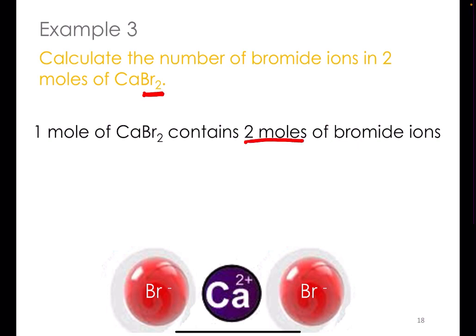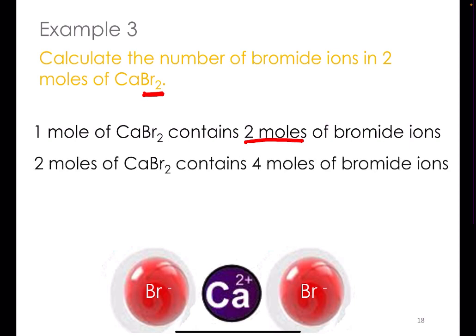And then, for 2 moles of CaBr2, contains 4 moles of bromide ion. Maknanya awak darab lagi 1 kali ganda. Sebab apa? I want for 2 moles. This is for 2 moles. Here. So, this is the moles that I'm going to use.